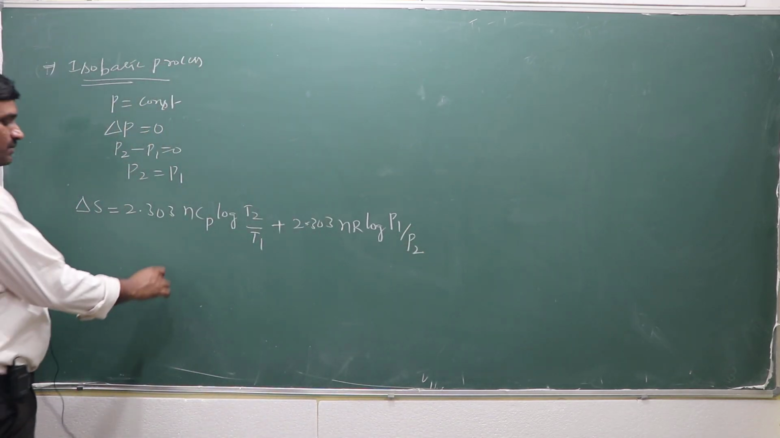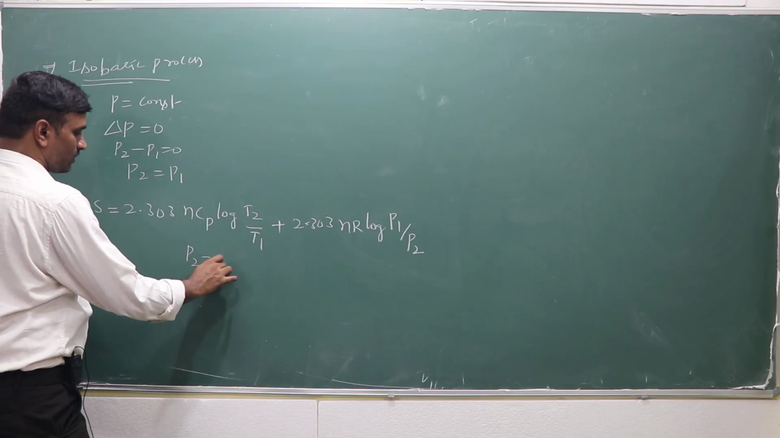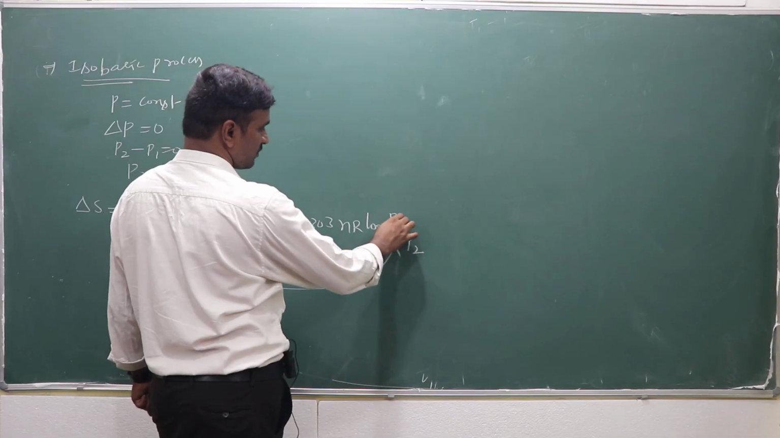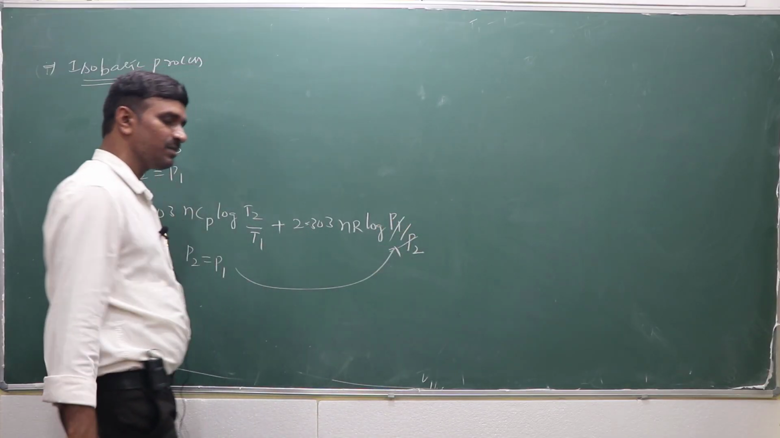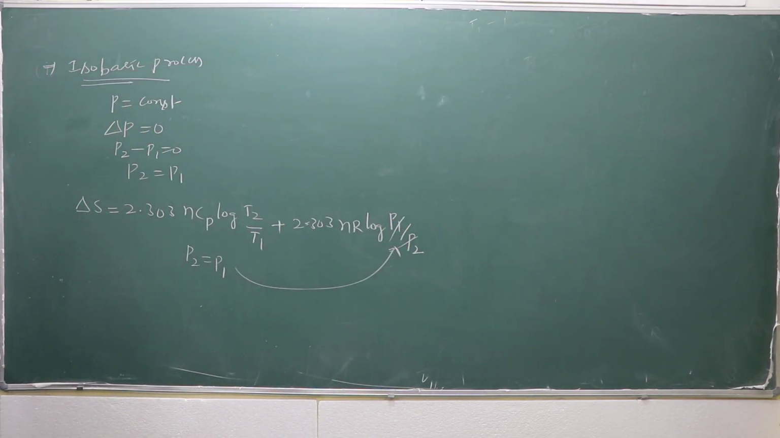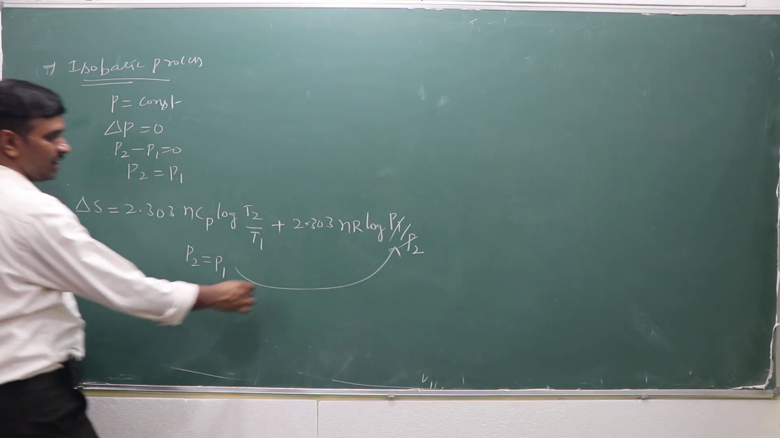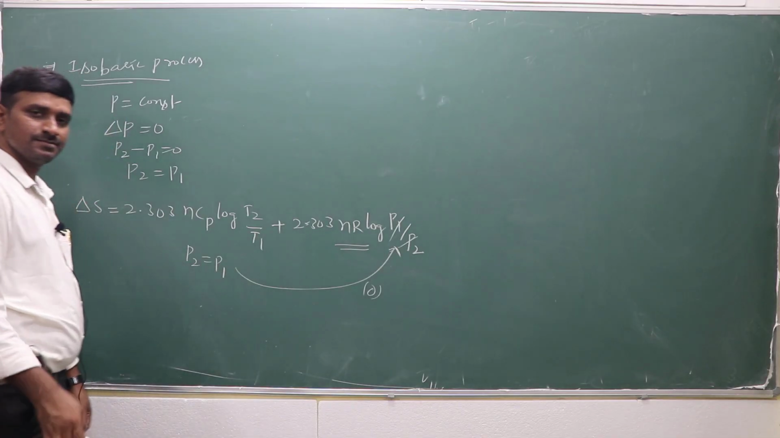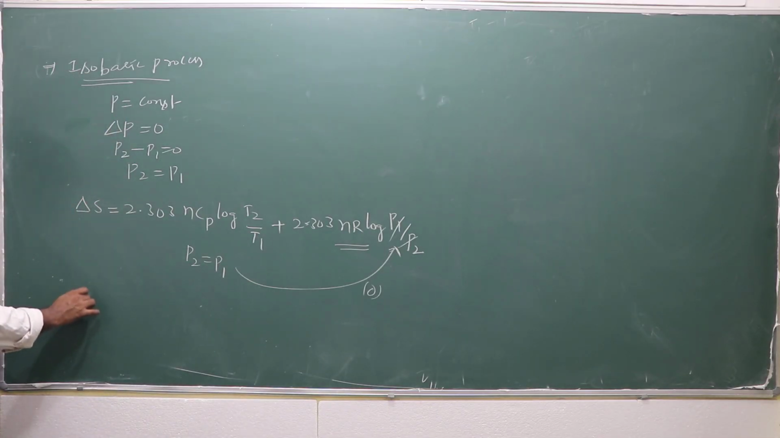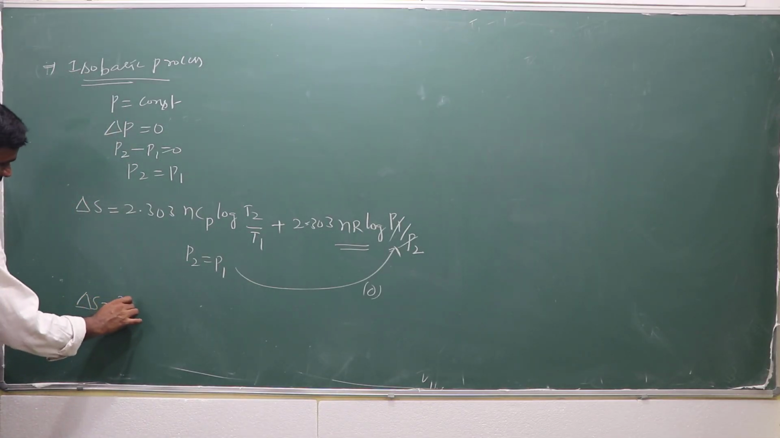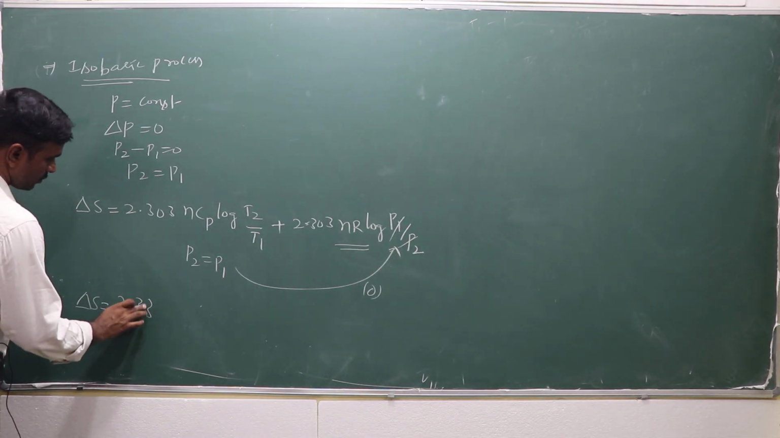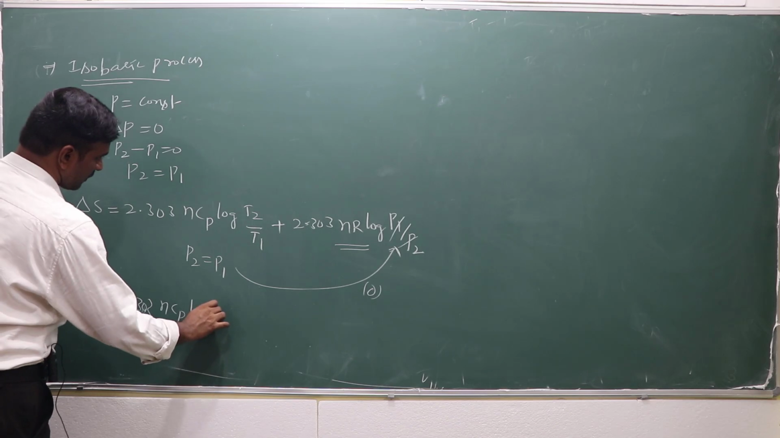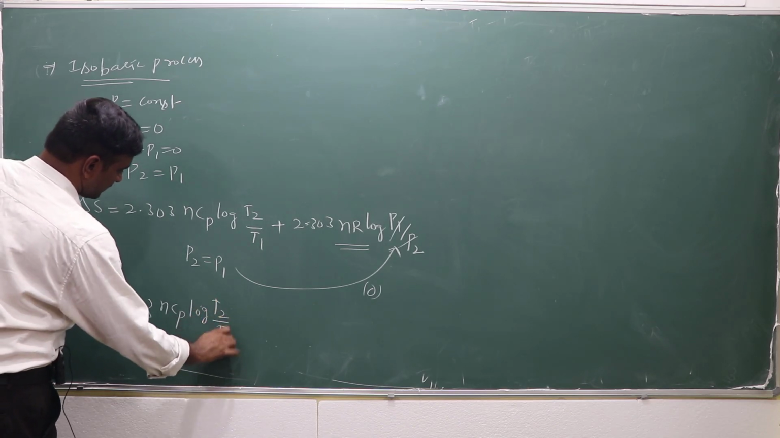From this relation, what will happen? P2 is equal to P1 is substituted, so cancellation takes place. When cancellation takes place, log 1 value is 0. That means what remains is delta S is equal to 2.303 nCp log T2 by T1.